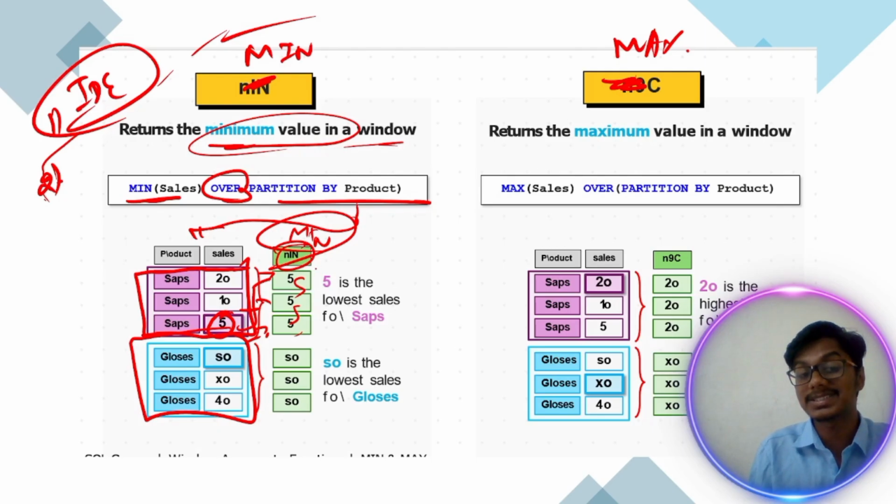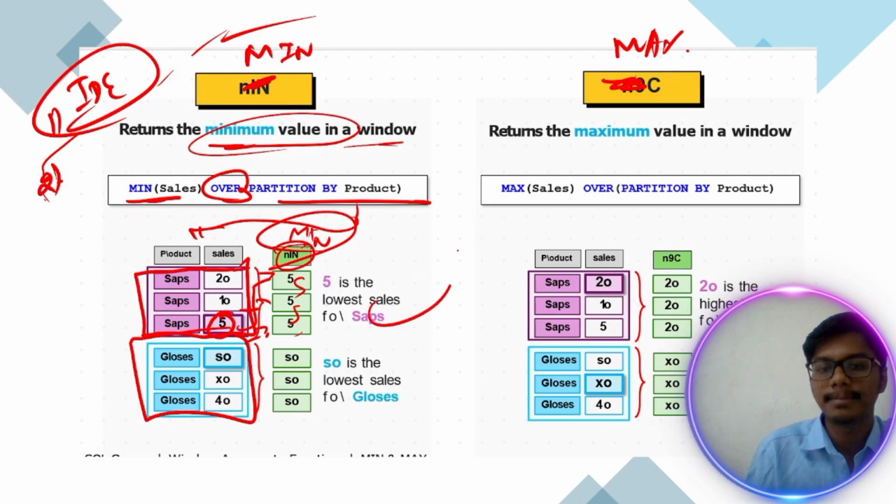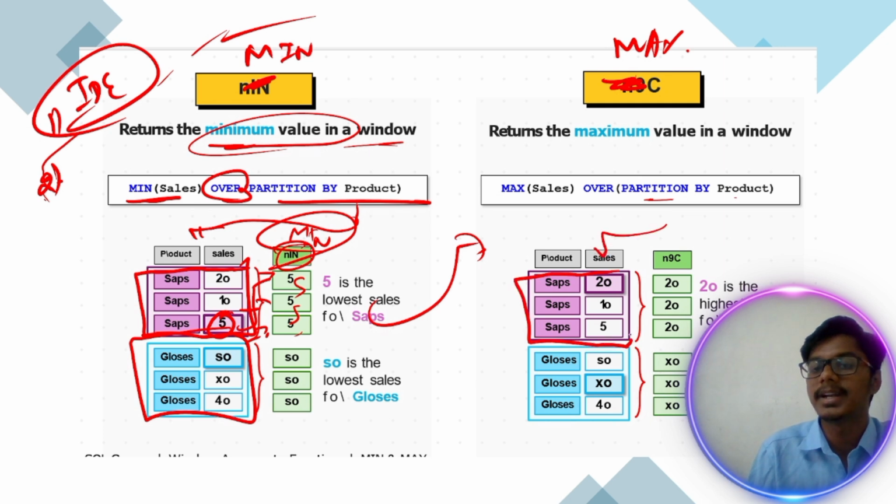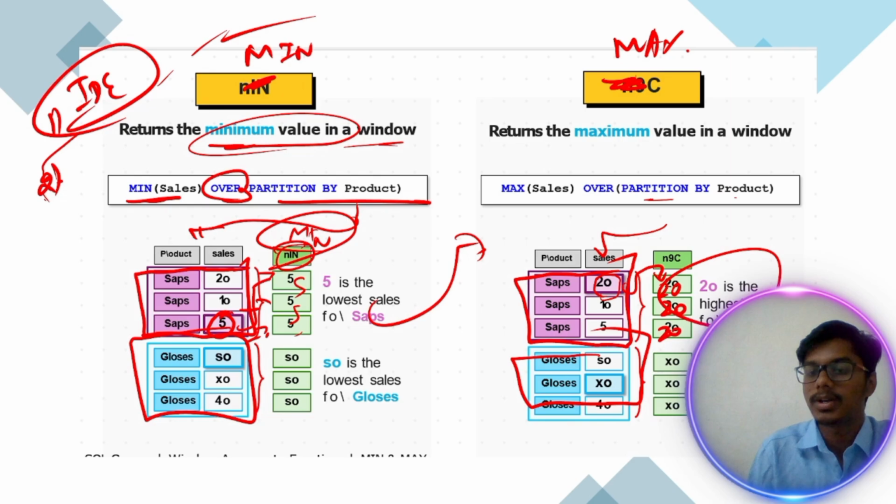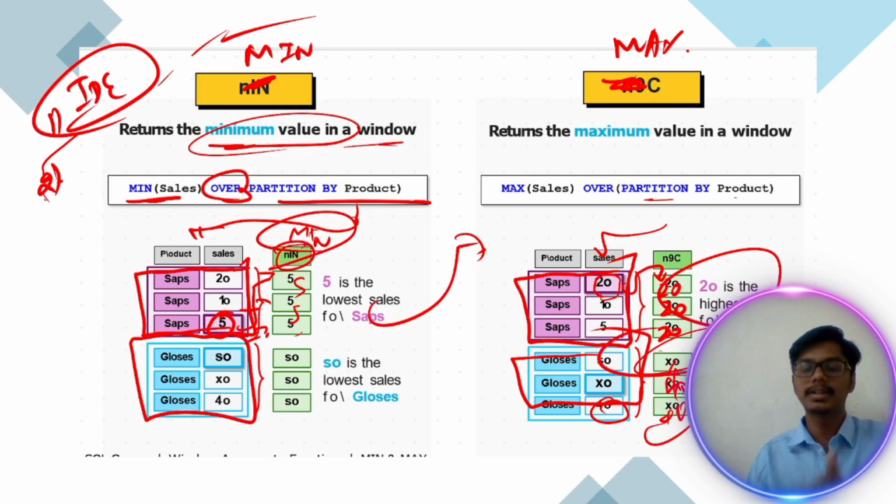As we previously discussed SUM, AVERAGE and COUNT, the MAX function is an exact replica; it returns the maximum value. Again we do PARTITION BY product, and the SQL query makes the data two subsets of windows: one is caps and the other is gloves. It finds the maximum value, 20, and it is applied to each row: 20, 20, 20. In the second window, 40 is the highest value, so it is replaced with 40, 40, 40. That's all about the MIN and MAX functions.